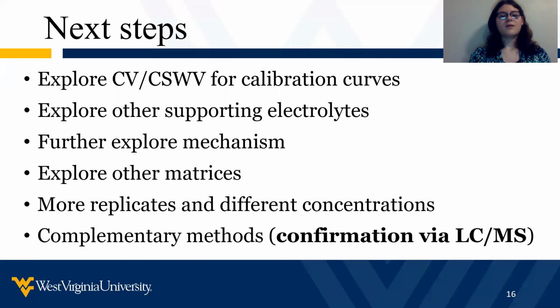What are some next steps we might want to take? For the electrochemical method itself, we want to explore cyclic voltammetry or cyclic square wave voltammetry for the calibration curves, since we did see that potential shift when we broke it into the 2 scans. We also want to look at other supporting electrolytes, so other buffers besides the Tris. We'd like to further explore the mechanism for ourselves, and we'd like to see if we can detect it in other matrices besides the tap water, and in particular look at biological fluids, since those are the type of samples that we would get from a patient.